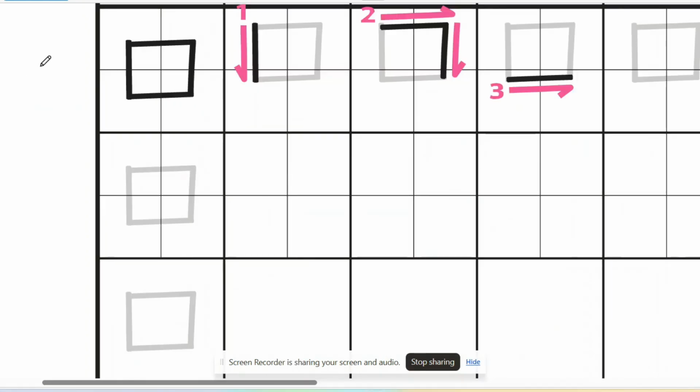And now the last character of the R-row is Ro. This is Ro. This character has got three strokes. The first stroke is like this. The second stroke is like this. And the third stroke is like this. I'll show it again. The first stroke is like this. The second stroke is like this. And the third stroke is like this. This is Ro.